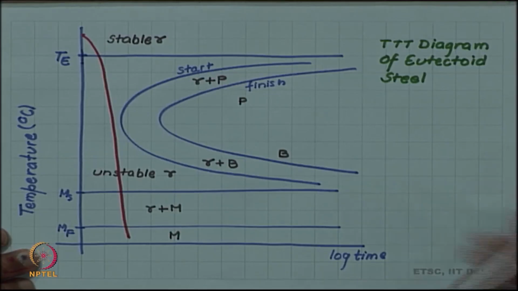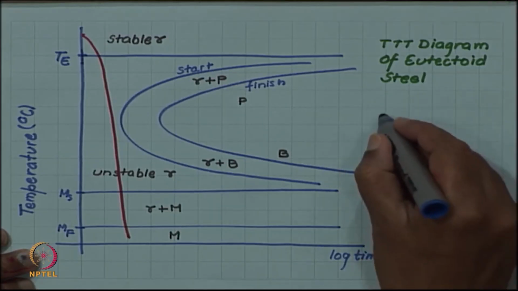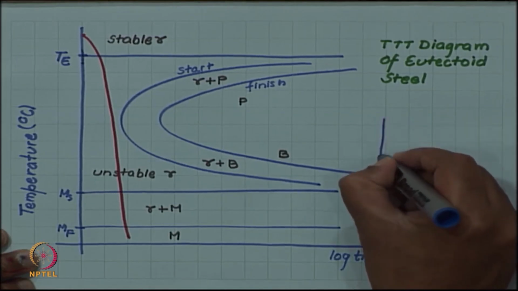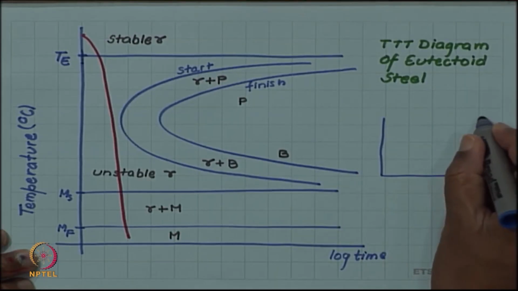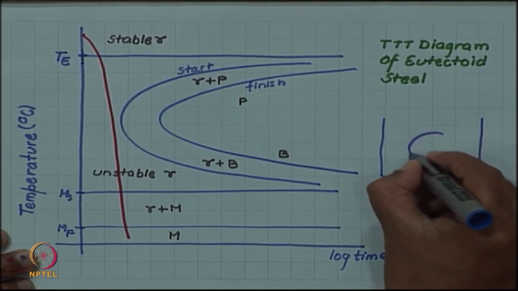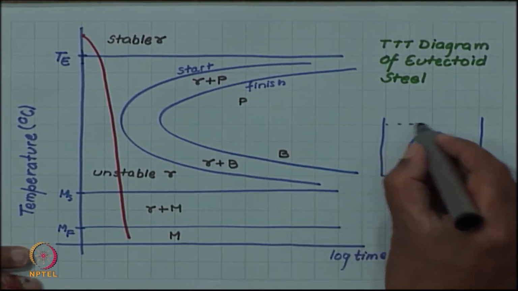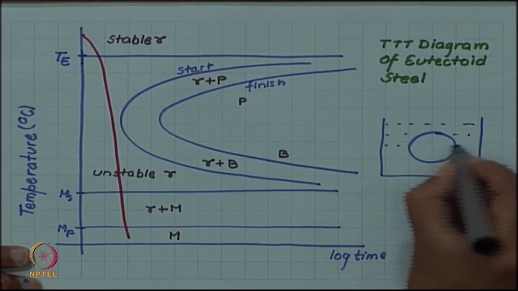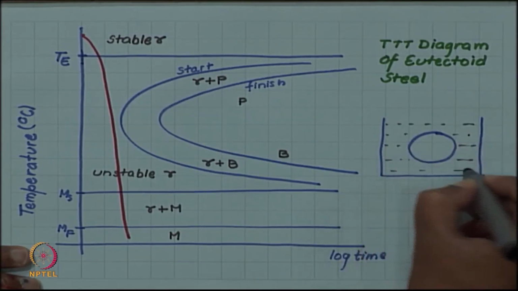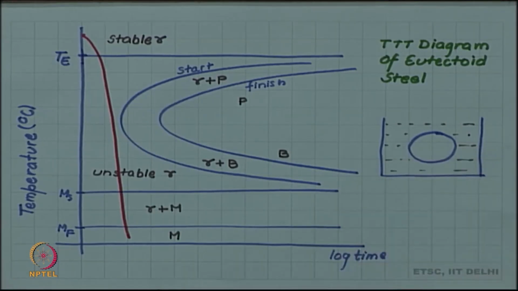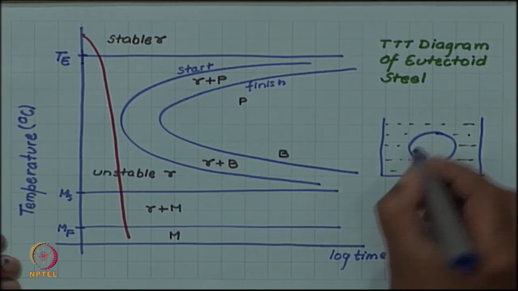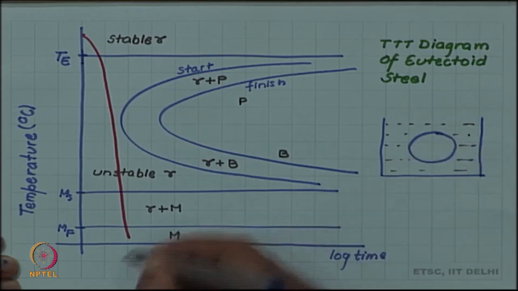But note that if a large object is being quenched, so if the component size is large, then all of it will not come to the quenchant temperature, or all of it will not cool at the same rate. So, the surface will cool much faster than the inside. So, this is the object and the surface will cool faster than inside.